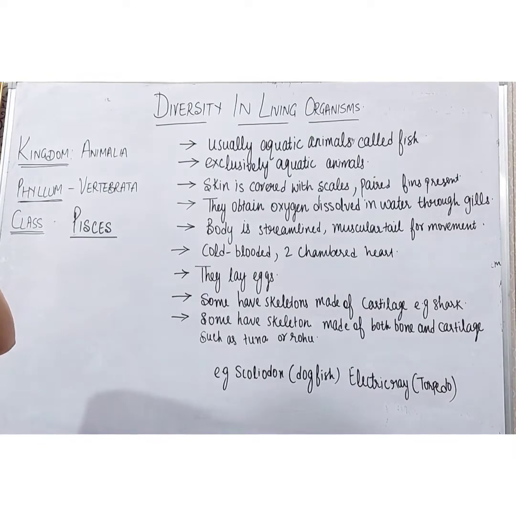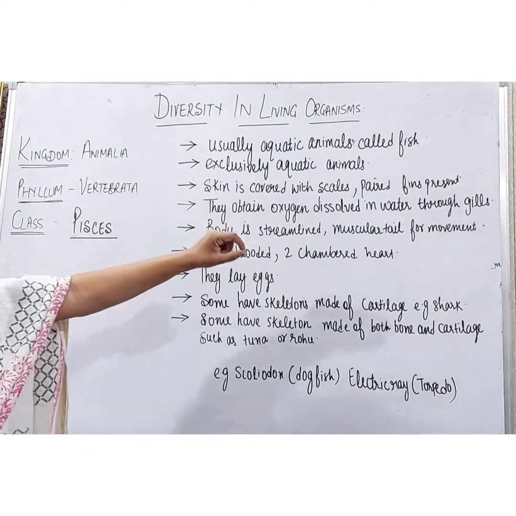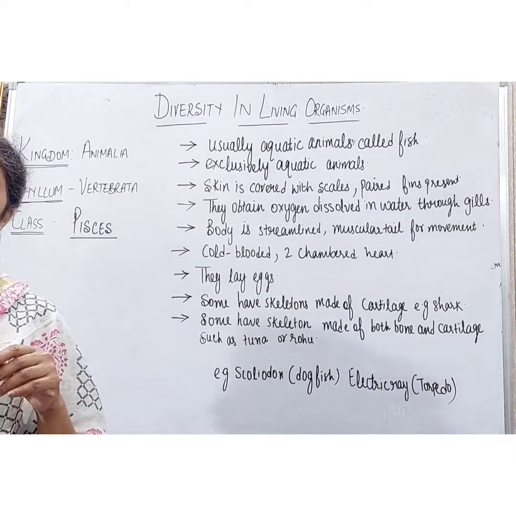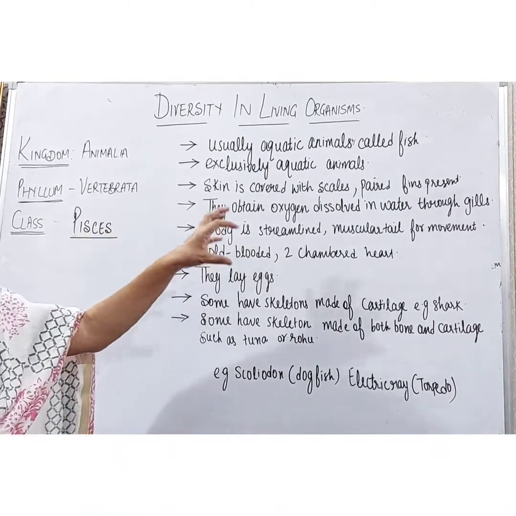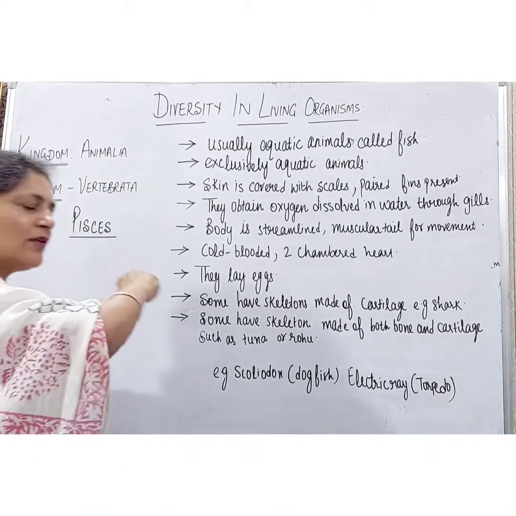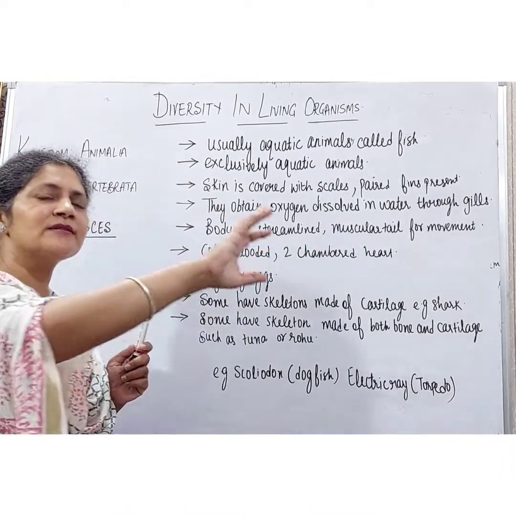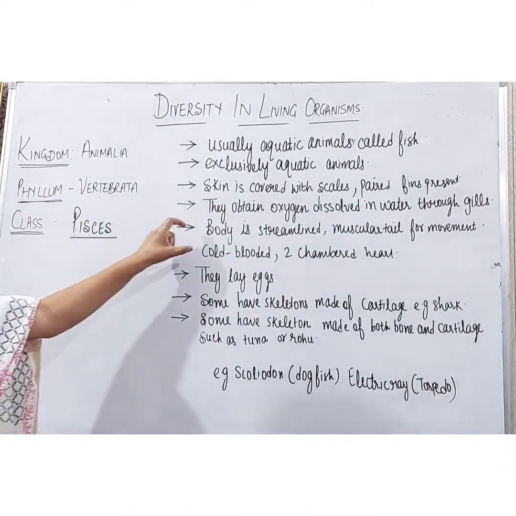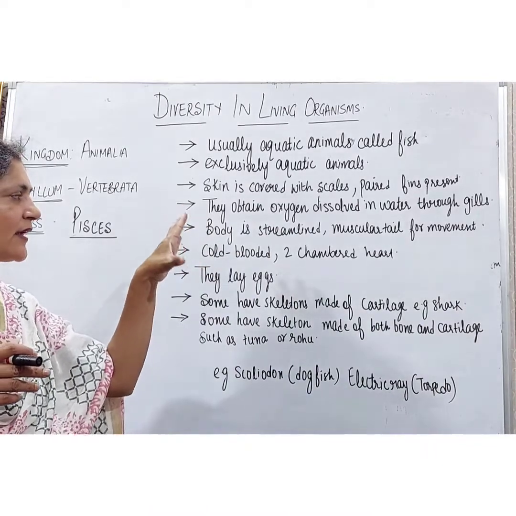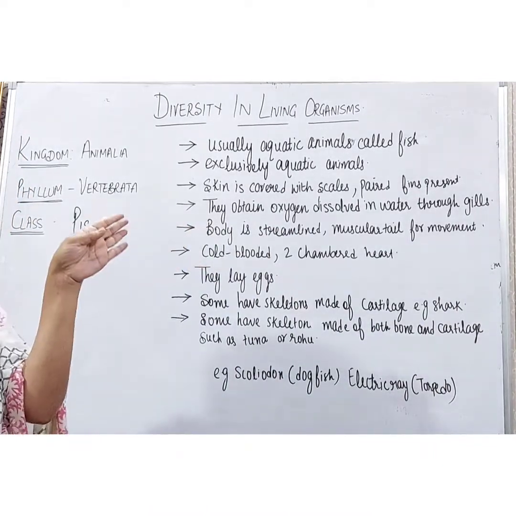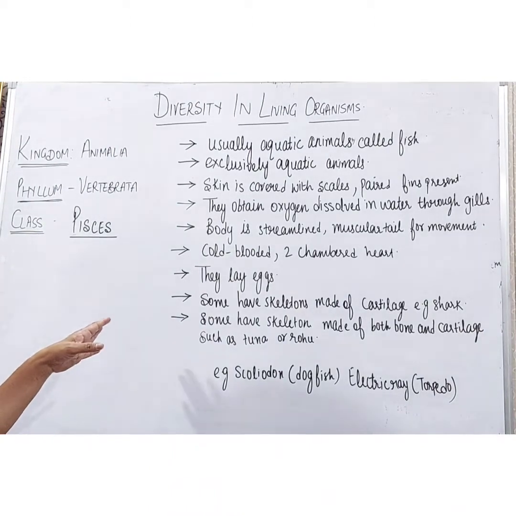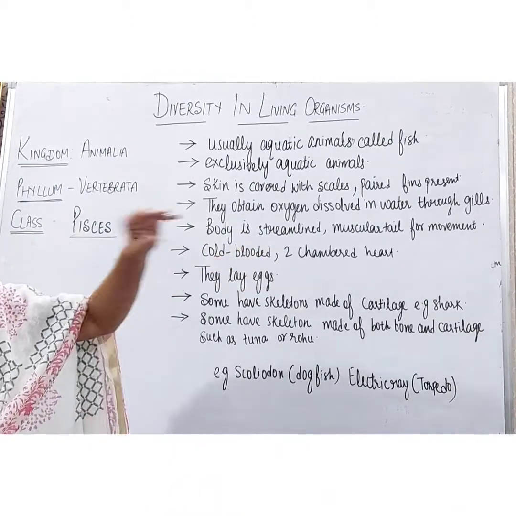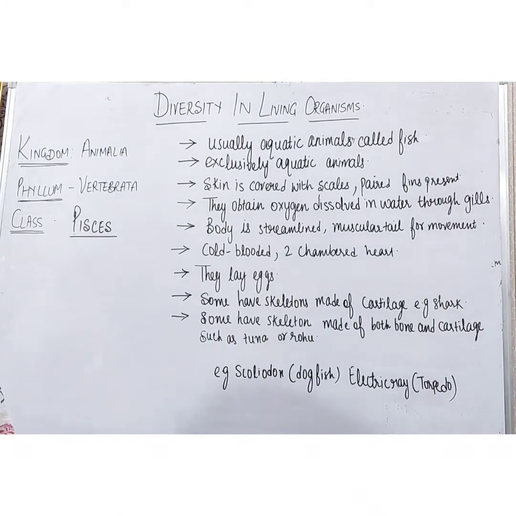Body is streamlined and a muscular tail is present for movement. Right students, the body is streamlined. It is not uniformly elongated. It is streamlined, thick at the center, and has tapering ends. The muscular tail is present for the movement.